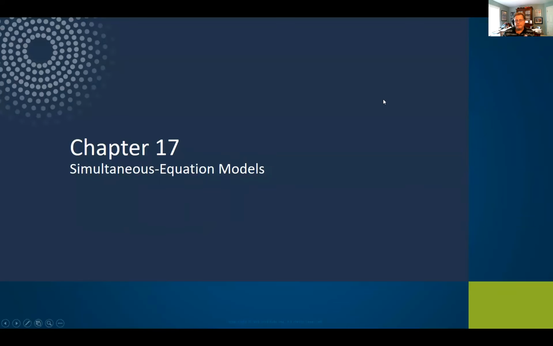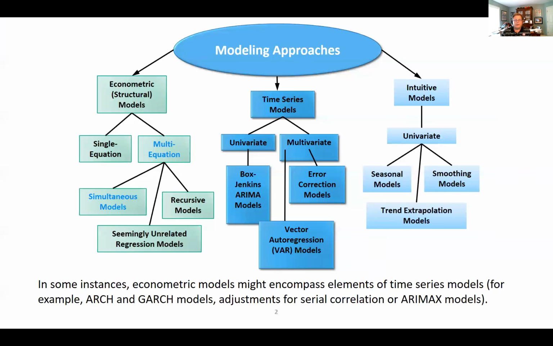Good afternoon. Today we're going to discuss more on multi-equation models, except these models are known as simultaneous equation models. And with simultaneous equation models, here we have a slide with modeling approaches, the various structural models. Before we talked about seemingly unrelated regression models, but now the emphasis is going to be on simultaneous equation models.